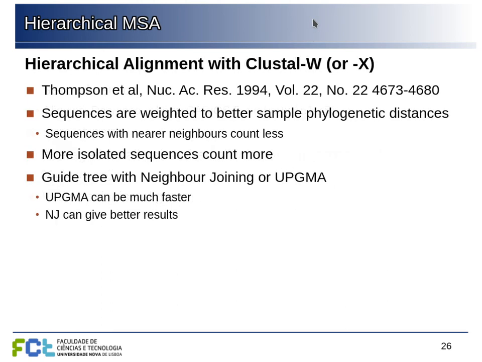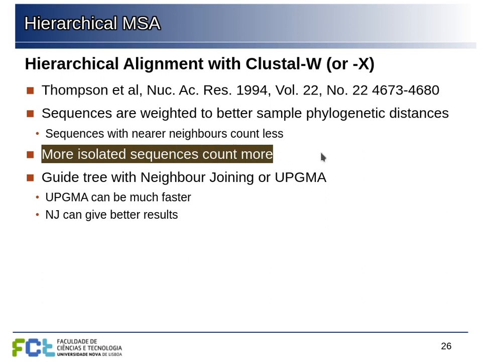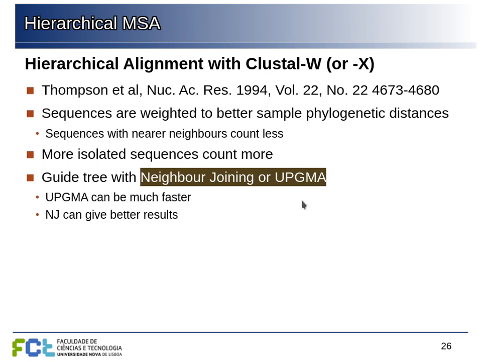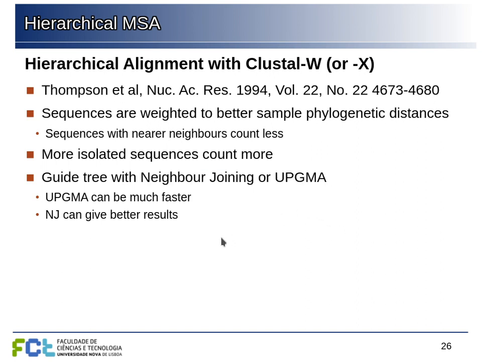And then there are other improvements in Clustal W. The sum of pairs was corrected by counting more sequences that are more distant to others, and counting less those sequences that have more similar sequences in the set. They use neighbor joining instead of UPGMA in the guide tree in some cases. And so what we can see here is, although the basic algorithm is the same, there were a lot of refinements and fine-tuning to make things work a bit better.